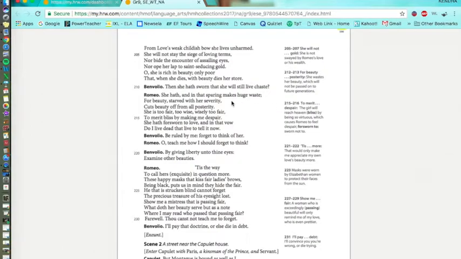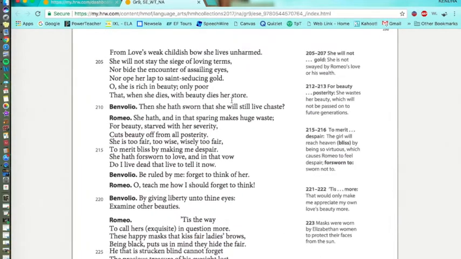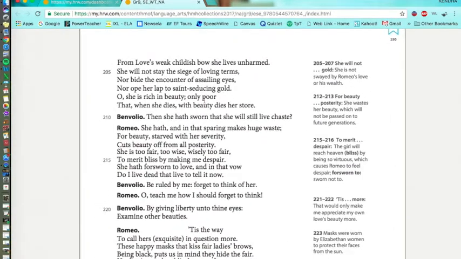So he says, from love's weak childish bow she lives unharmed. She will not stay the siege of loving terms, nor bide the encounter of assailing eyes, nor ope her lap to saints seducing gold. Oh, she is rich in beauty, only poor, that when she dies, with beauty dies her store.